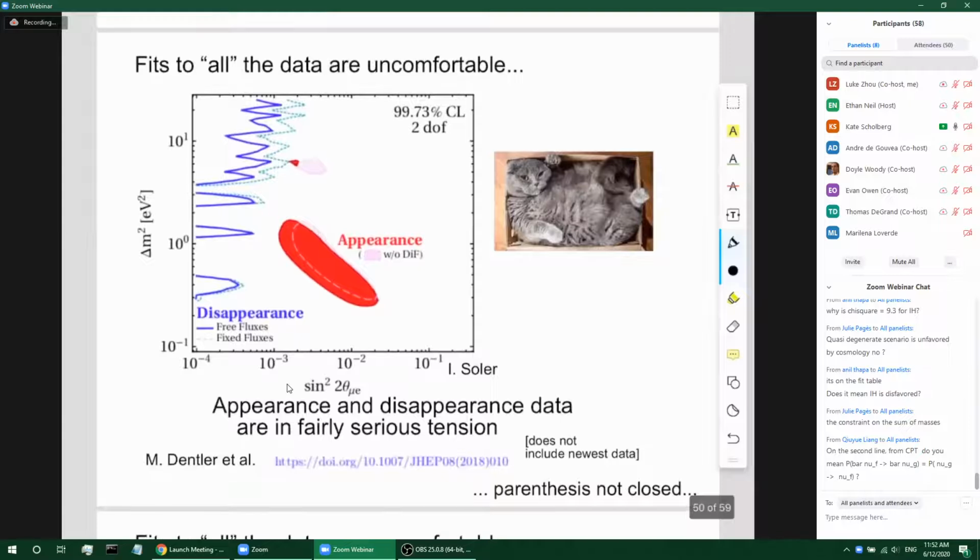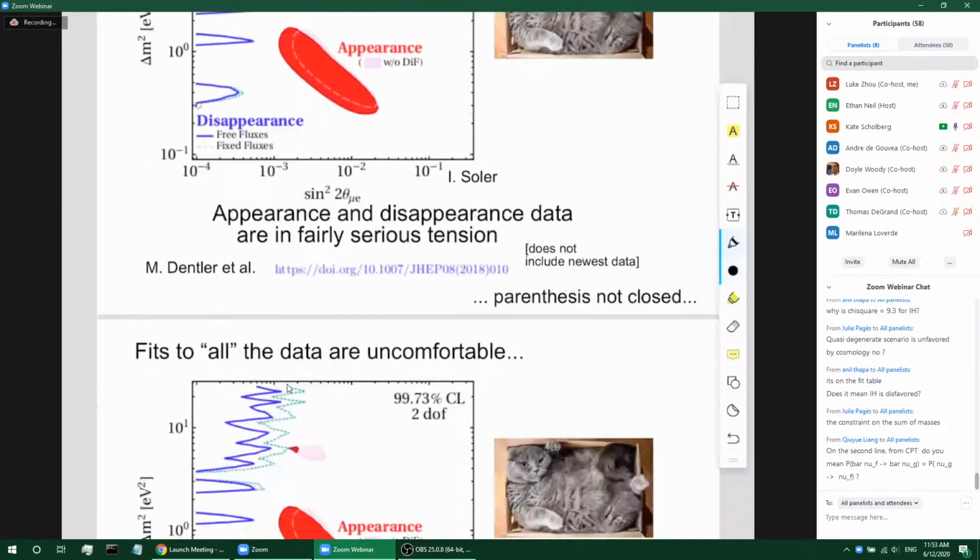If you try to fit all the data, it's also still kind of uncomfortable. If you try to fit it to some model of multiple, adding in extra degrees of sterile neutrinos, it's still not quite fitting. So some of the data are probably wrong or misinterpreted, or there's something that we haven't thought about yet. And so this is, I would say, a parenthesis that is not closed. I'm not going to close it because it's still too weird.